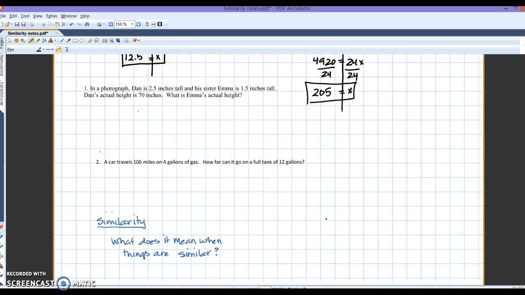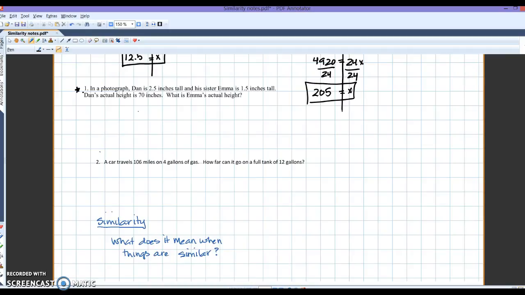So let's look at some story problems, because setting up a proportion from a story problem is super, super, super, super important to set it up the right way. And there's more than one right way. So let's look at number 1 here. It says, in a photograph, Dan is 2.5 inches tall and his sister Emma is 1.5 inches tall. Dan's actual height is 70 inches.